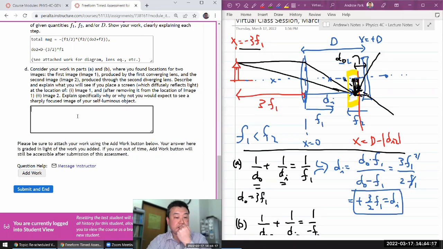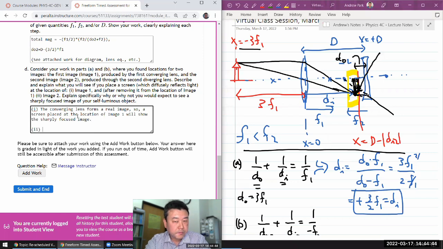I have to say, for one, the converging lens forms a real image. So a screen placed at the location of image 1 will show the sharply focused image.